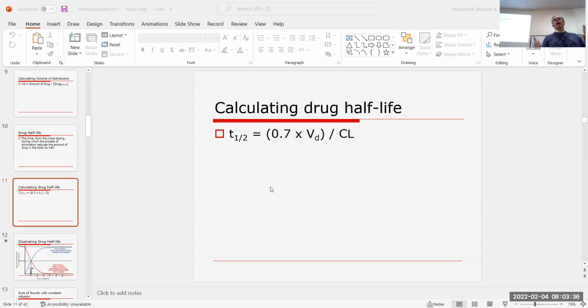So a rule of thumb with constant infusions goes something like this. It will take you about 4.5 half-lives to achieve maximum effect, which you kind of see with this graph. You get to maximum right about here, which is about 4.5 half-lives, give or take a half-life. So that's your rule of thumb: about 4 to 4.5 half-lives to achieve maximum effect.